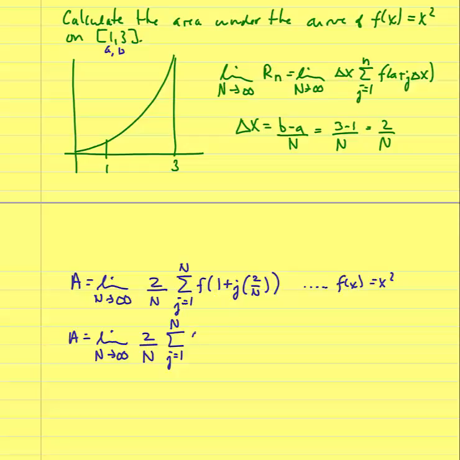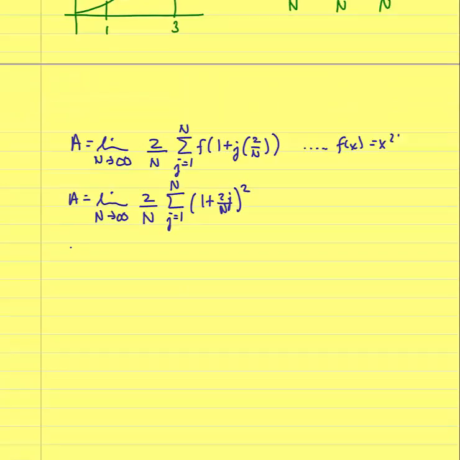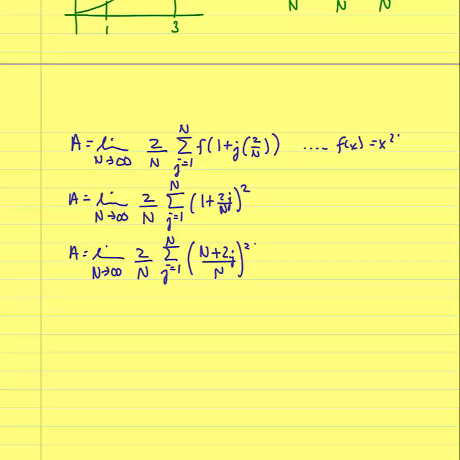Now I need to plug in this 1 plus j times 2 is 2j over n quantity squared. The squared comes because I'm plugging in right here. And now I need to start simplifying the heck out of this. We're going to get some good algebra practice here. So this is a limit as cap n approaches infinity of 2 over cap n. Don't drop your summation notation. j equal 1 to n. I'm going to find a common denominator here of n, so I'll multiply top and bottom by n plus 2j over n quantity squared.